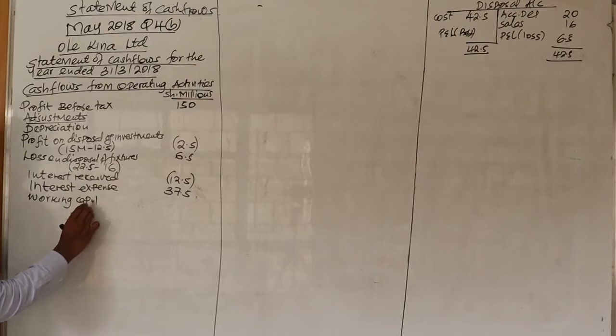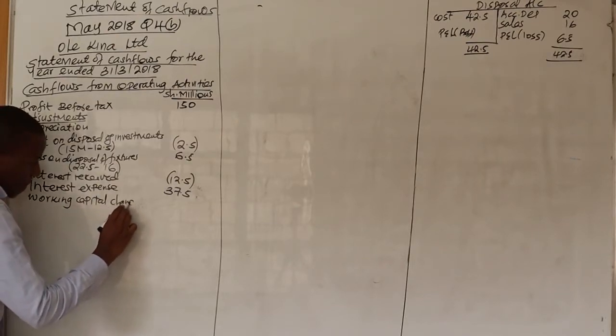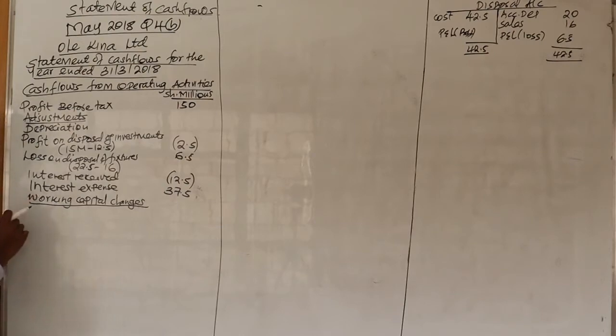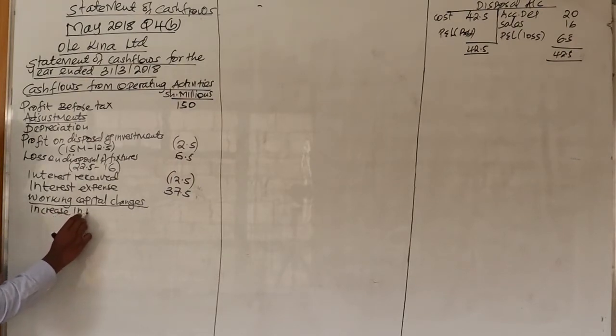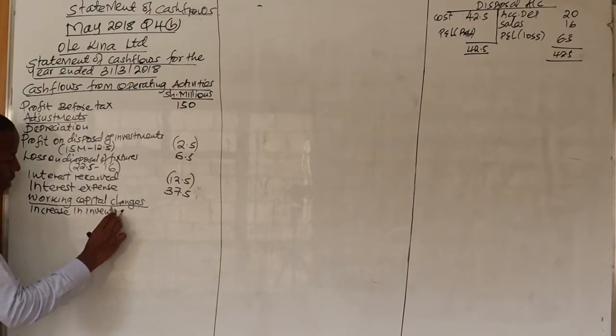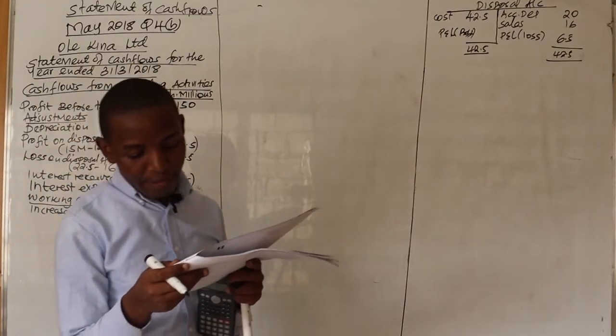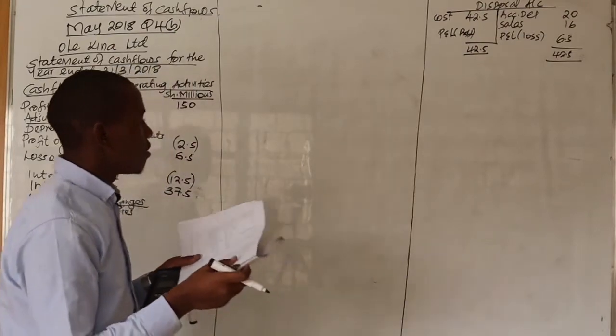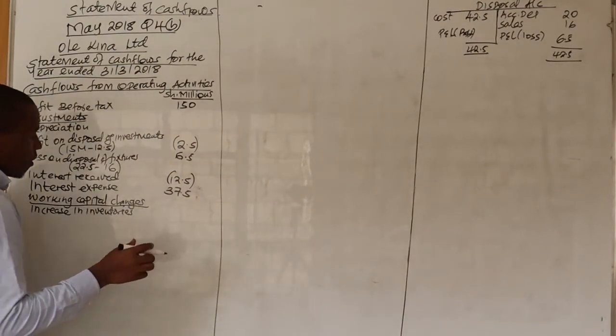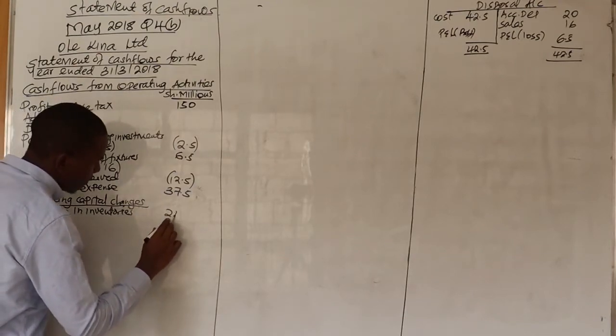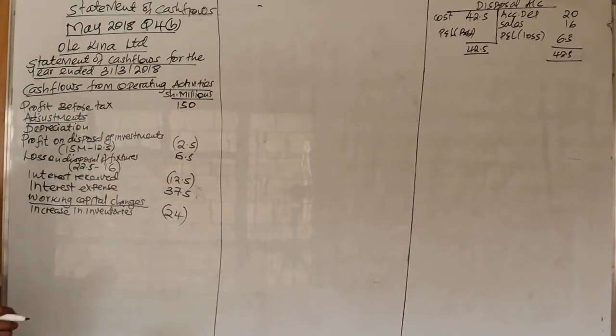Working capital changes. For the working capital changes, you check for the inventories on the statement of financial position, whether they increased or decreased. So we'll begin with the first one, which is inventory. They increased. So the increase in inventory. In year 2017, they were at 51, and in year 2018, we've been told that they are 75. And therefore, they have increased with 24. Remember, an increase in this case, you less.